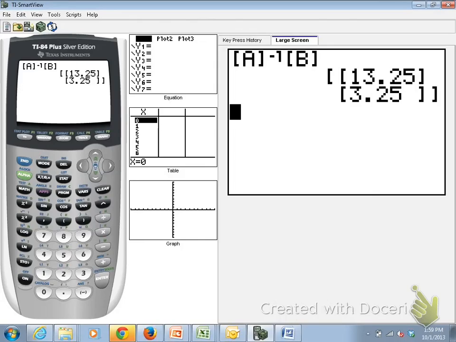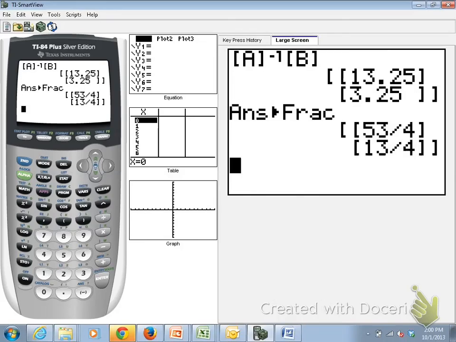Okay, now listen. I'm going to tell you one more thing, and then I'll answer some questions. To change it to a fraction, if your answer ever needs to be in a fraction, you hit math, enter. It changes your answer to a fraction.